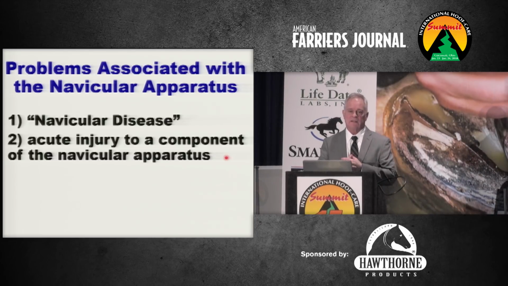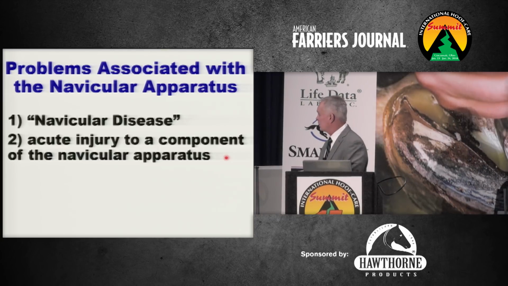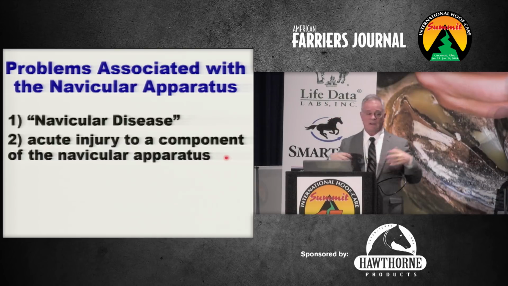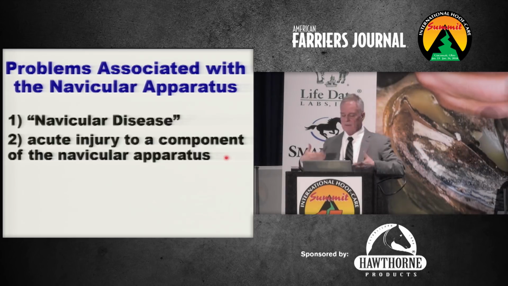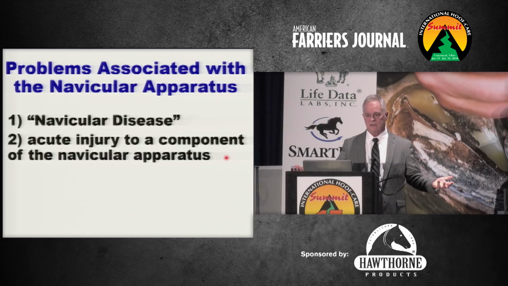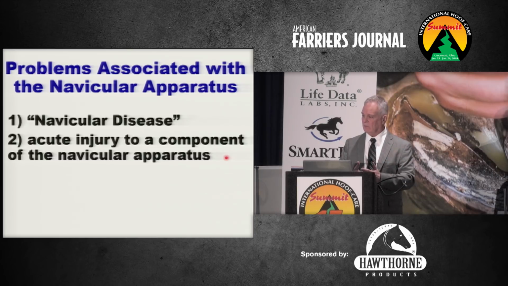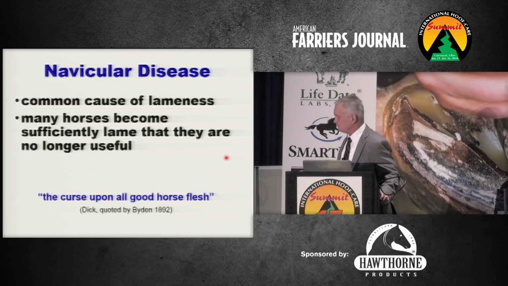Okay, does that anatomy make sense and the physiology? All right. Now, for the rest of this discussion, I'm going to break the problems associated with the navicular apparatus into what I would call classic navicular disease versus what we've become more aware of over the last 10 years, that a horse can actually have an acute injury, a sudden injury to any part of the navicular apparatus. And in my mind, those are two distinct syndromes or problems, okay? So again, a lot of confusion happens when people want to blend them. So the first thing I'm going to talk about is classic navicular disease.